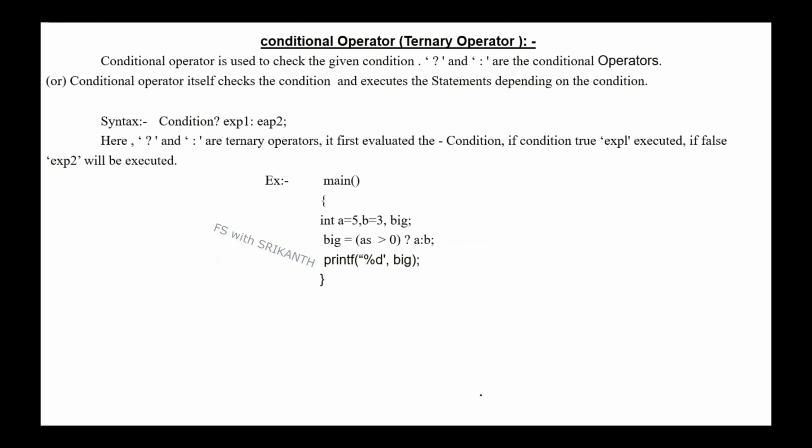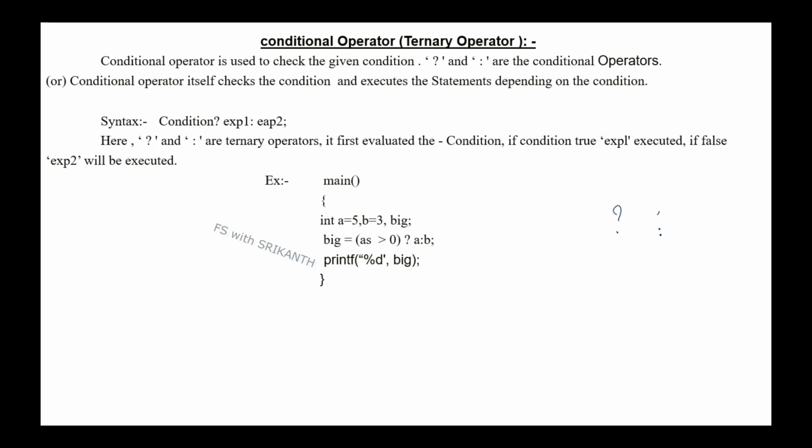Thank you. Next, the conditional operator. It is one of the most important operators in real time. In the majority of situations we use conditional operators many times. What are conditional operators? They are the question mark and colon. By using the conditional operator, we can check a condition.